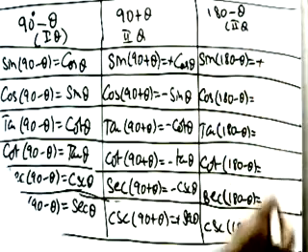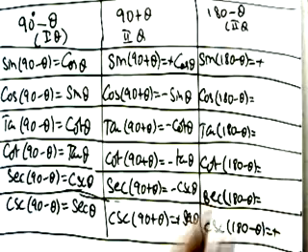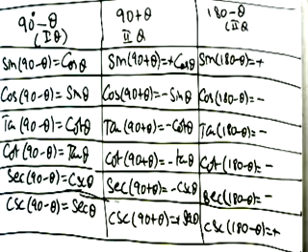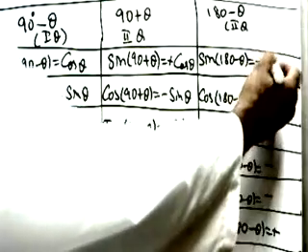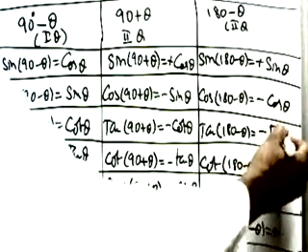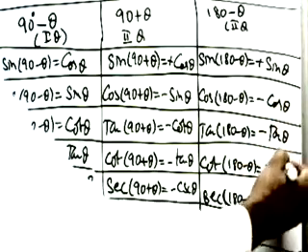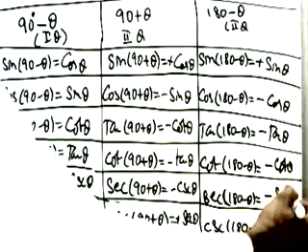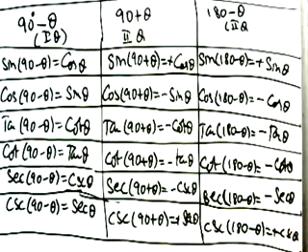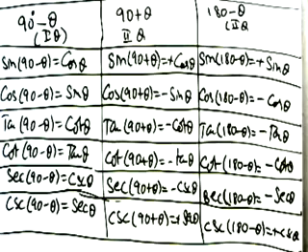And 180 minus theta is also in the second quadrant. Sine is positive, its reciprocal cosec is positive, all others are negative. But for 180 there is no change. So sine theta remains sine theta, cos theta remains cos theta, tan theta remains tan theta, cot theta remains cot theta, and sec theta and cosec theta remain as they are. That is, cot of 180 minus theta is minus cot theta. So I request you all to write like this so that you will get the practice, you will get the perfection here.